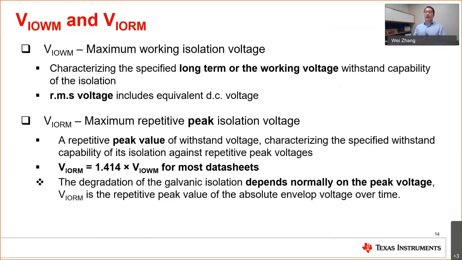And VIORM is a repetitive peak voltage, which is most of the time 1.414 times the working voltage. And most importantly, the degradation of the galvanic isolation depends normally on the peak voltage. And VIORM is the repetitive voltage of the absolute envelope of voltage over time. So these two values are tied together. They matter with your long-term operation. It matters with the lifetime of the isolation barrier.